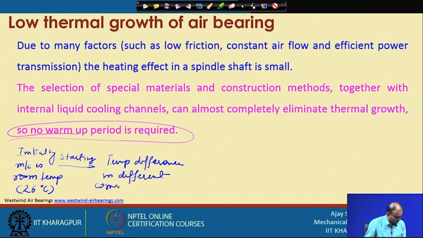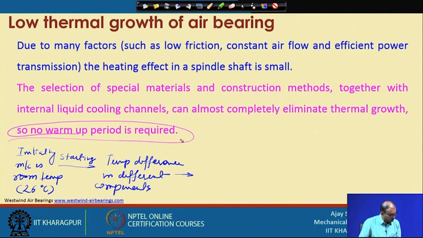Because of that, you will get some loosening of the connections, in the sense that you are not actually getting the target value at one particular location. There is a growth of the different components by different amounts, because the materials are different and their thermal coefficients of expansion are different. So, you will get a different growth in each.